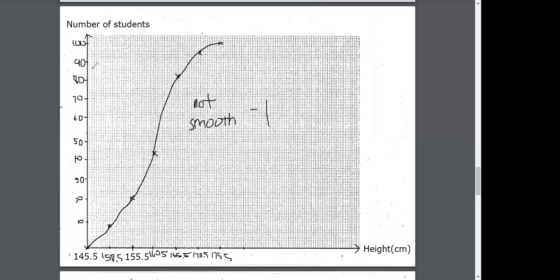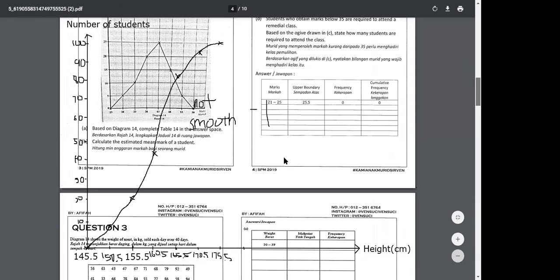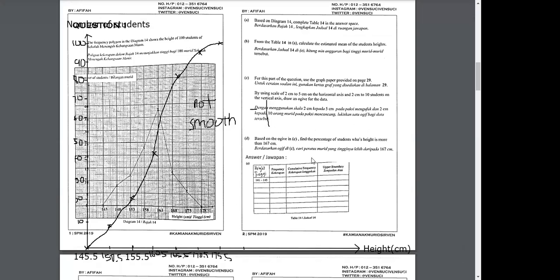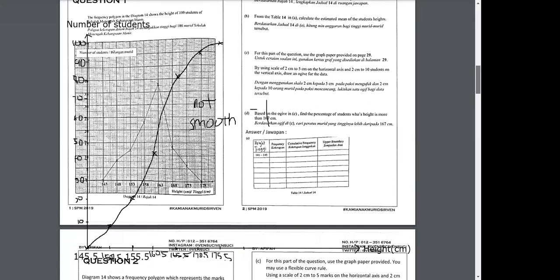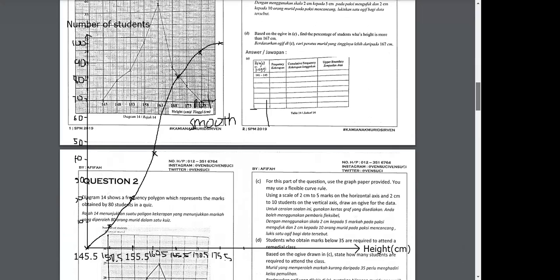Okay, so now move on to the last question. They want you to calculate the percentage, so ignore the drawing. Based on the ogive in C, they want you to find the percentage of students whose height is more than 167 cm. So you can see 167 cm is around the 166 to 170 range.